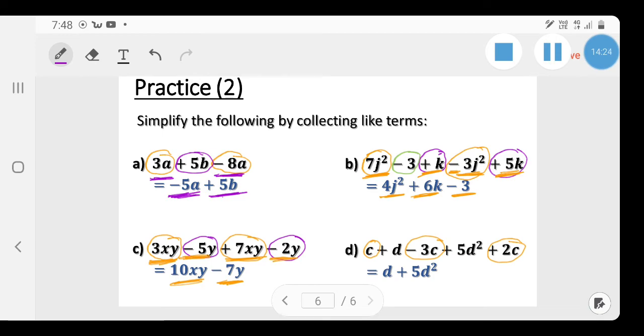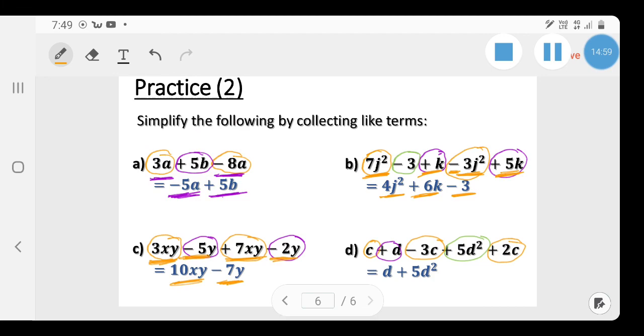Do we have any other like terms? No. Some people might think, yes, plus d and plus 5d squared, they have the same variable part, d. They both have d's, but it's not exactly the same, so they're not like terms. 1d would be a like term with 5d. 1d is not a like term with 5d squared. A d squared is a different thing from a d. So those are all on their lonesome, so they get their own colour.